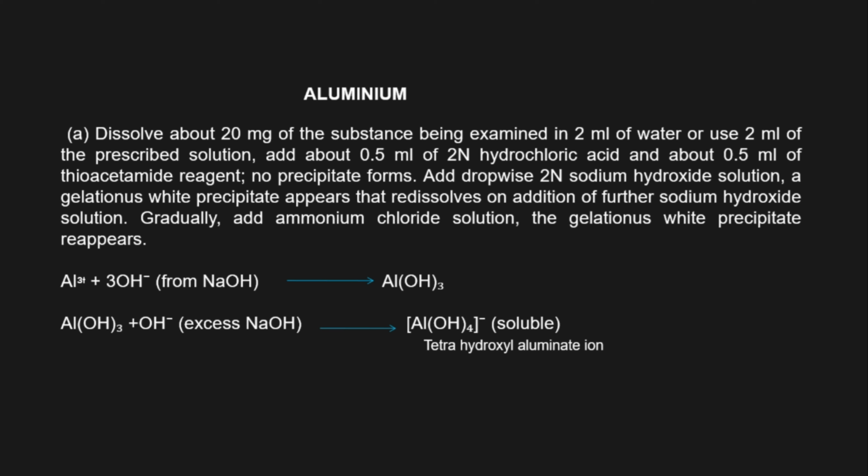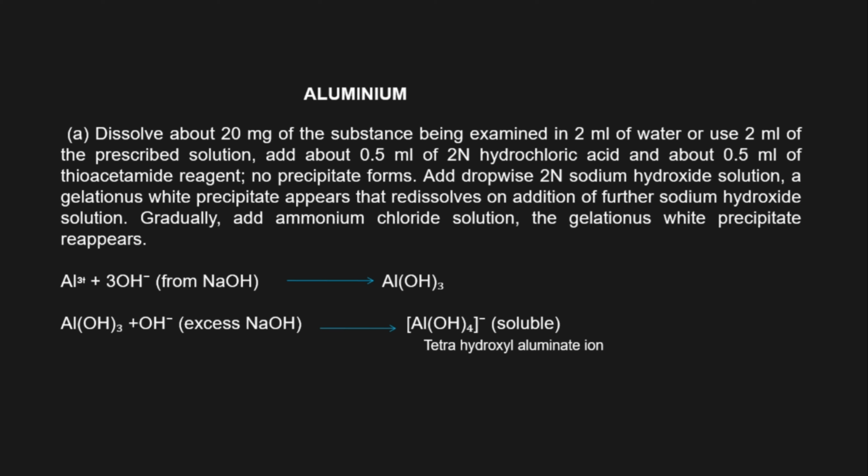Add about 0.5 ml of 2-normal hydrochloric acid and about 0.5 ml of thioacetamide reagent. No precipitate forms. Add dropwise 2-normal sodium hydroxide solution. A gelatinous white precipitate appears that redissolves on addition of further sodium hydroxide solution. Gradually add ammonium chloride solution. The gelatinous white precipitate reappears. Below is the chemical reaction involved.